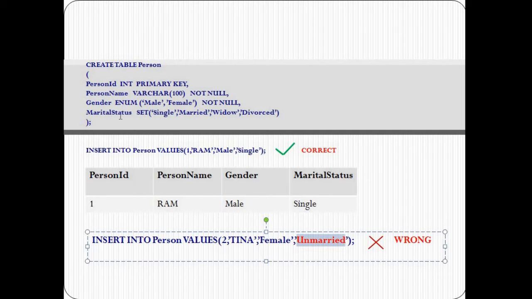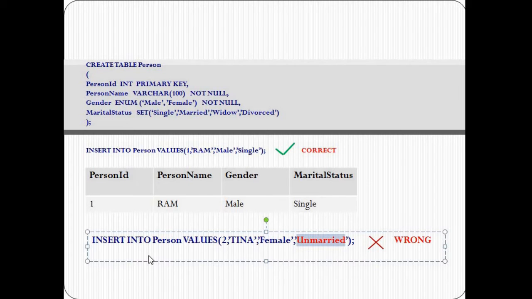This entry belongs to the column marital status, which has been imposed the set constraint. The domain for this consists of these four values: single, married, widow, and divorced. Now if you look at this entry, unmarried, is this entry inside this domain? No, the entry unmarried is not inside this domain. It is outside of this domain, because the domain has only these four entries, which are single, married, widow, and divorced. And that's the reason the entry unmarried will not be acceptable for the column marital status.